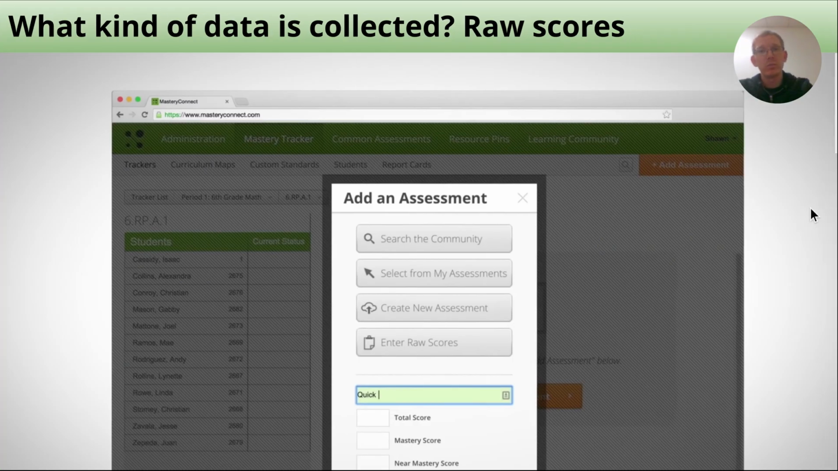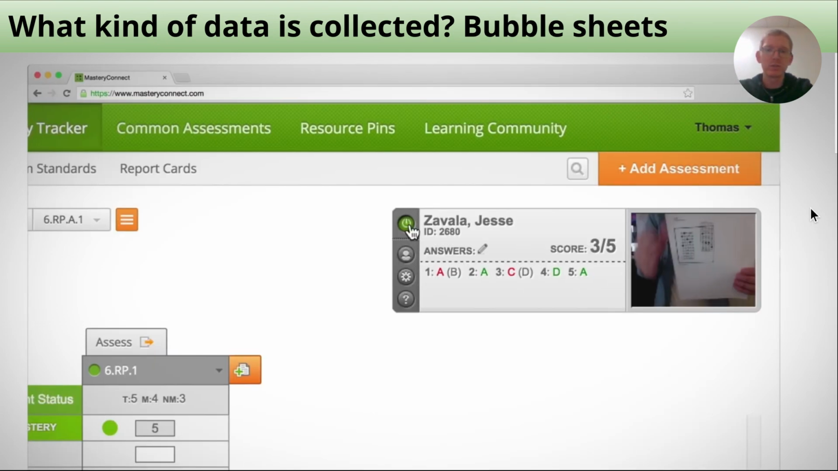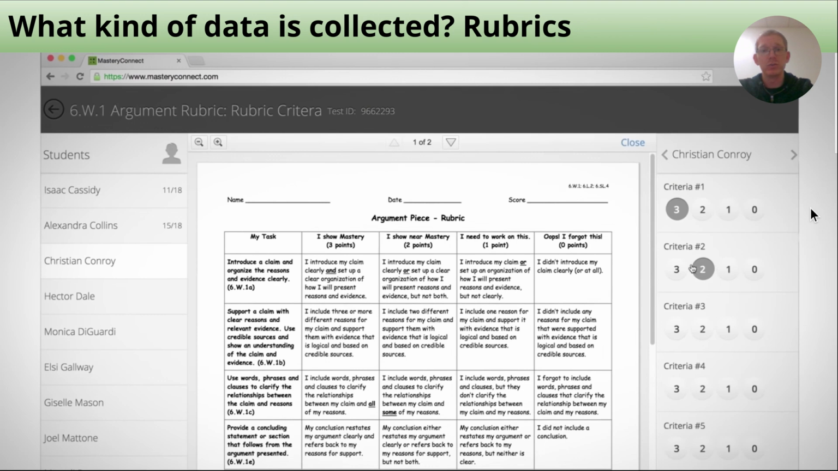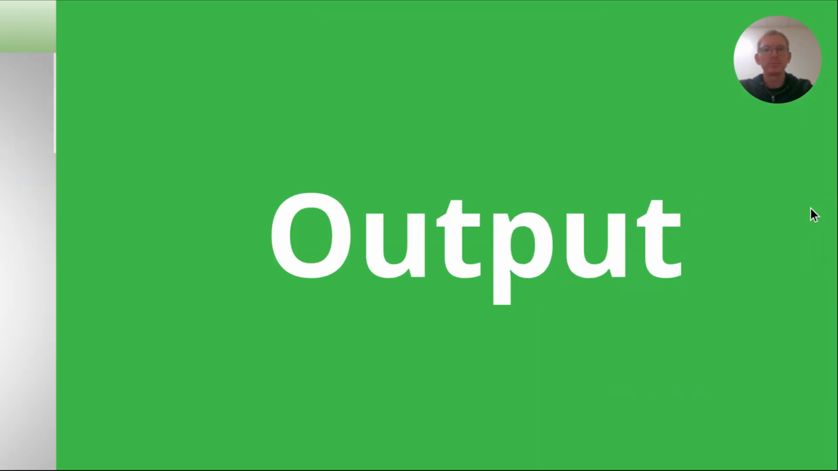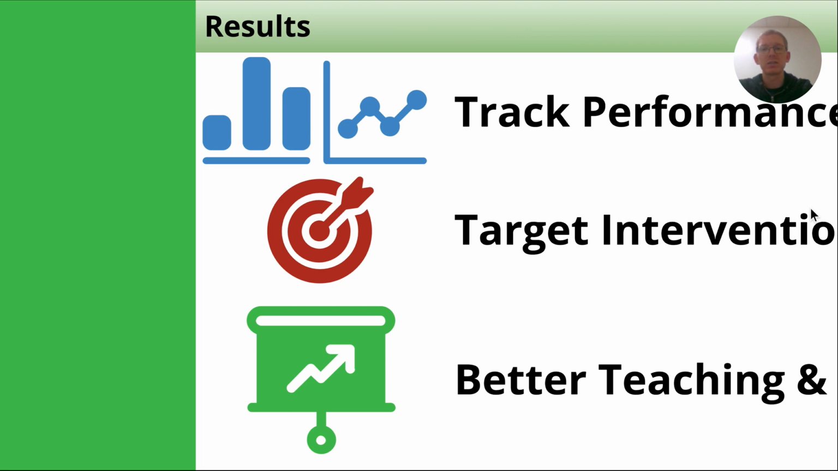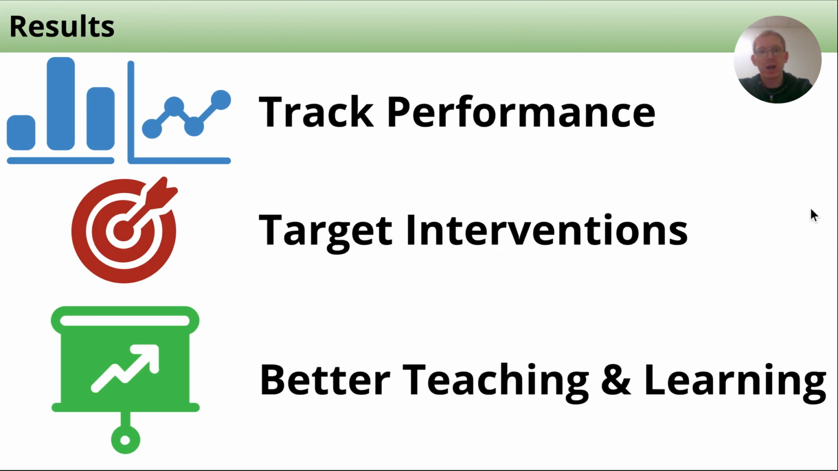So, what are some of the different ways that we're putting information into the service? Well, we can put raw scores in. We can scan bubble sheets, we can use rubrics, or we can collect data from technology-enhanced questions in the tool itself. And what are we really getting out of this? Well, the theory is that if we can track performance, we'll be better able to target interventions, which will lead to better teaching and learning.